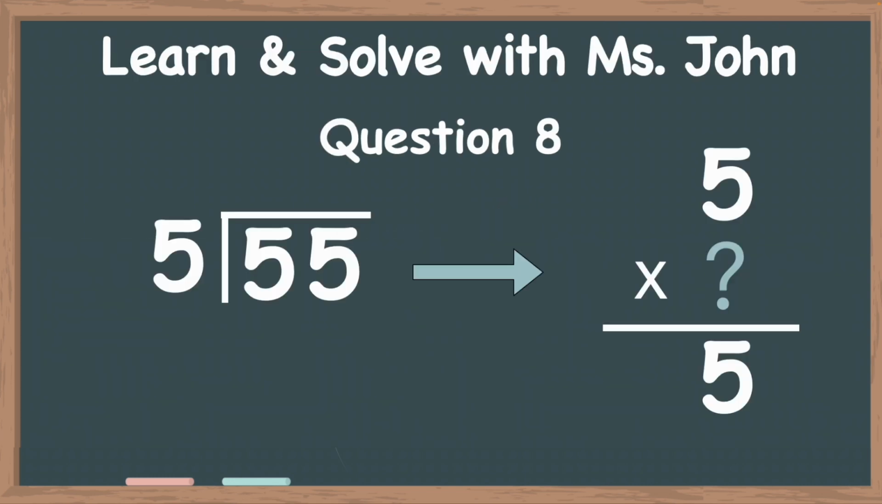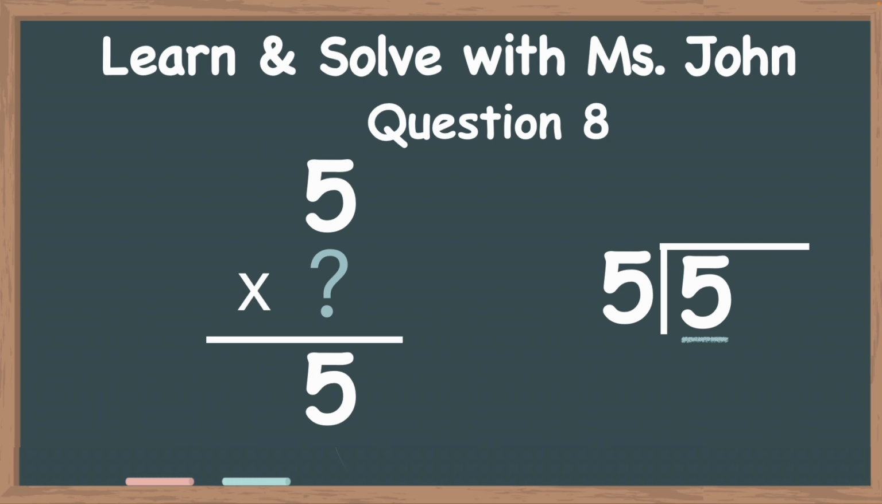Question number 8. We'll complete this question by first dividing 5 divided into 5 and then 5 divided into 5 again. So 5 divided into 5. 5 times what gives you 5? 5 times 1 gives you 5. Therefore 5 divided into 5 equals 1.